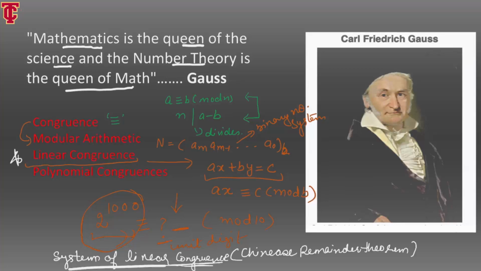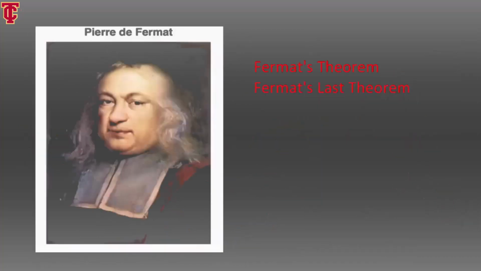Now, let's talk about Fermat. He was a lawyer by profession, and he provided elegant results. One is Fermat's little theorem, which says that if p is prime and a is any integer where p does not divide a, then a raised to the power of p minus 1 is congruent to 1 modulo p. And Fermat's last theorem says that x to the power n plus y to the power n equals z to the power n has no integral solution when n is greater than 2.